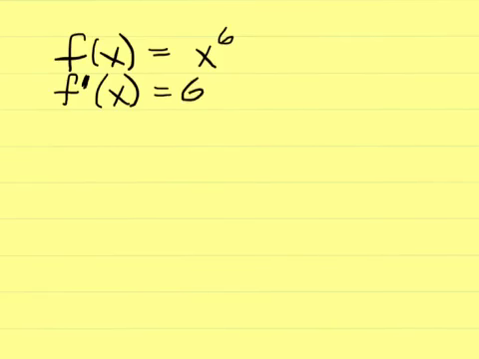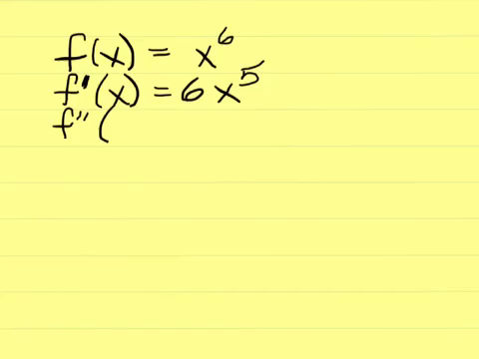Alright, the function we're going to start with is f of x equals x to the 6th power. And what we want to find is the third derivative of this. So start with the first, and that comes out to be 6x to the 5th. Bring down the exponent, make it a coefficient, and multiply it by what's there, in this case nothing, and then reduce the exponent by 1.